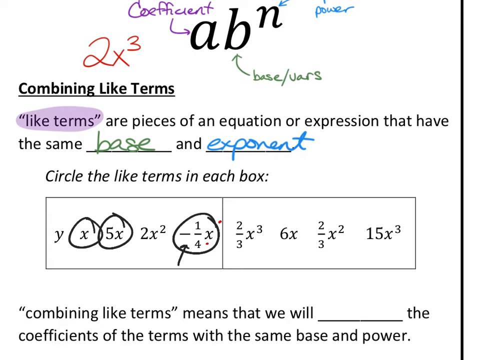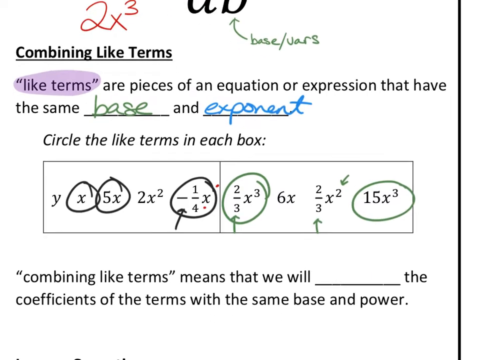In the second box, there are only two terms that are like terms. And remember, since we're looking for the same base and power, we are looking for the like term with 2/3 x cubed. Well, that's 15x cubed. Even though this right here has the same coefficient as the first term that we circled, it does not make it a like term because it has a different power. Okay? Base and power make like terms.